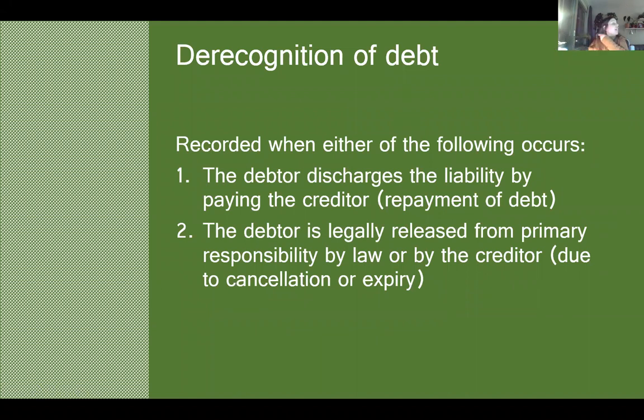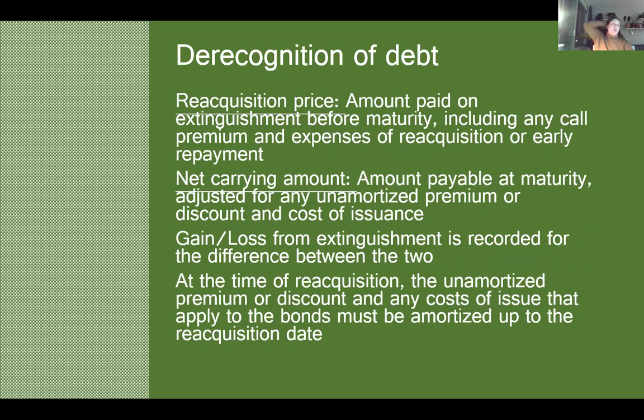For the extinguishment of debt, what you're going to see in the exam is normally when they pay in advance the balance of their bonds before the maturity date. And usually what they're going to say is like the company paid at 105 to end the debt, the bonds. So what happens is that you're going to have your reacquisition price, which is going to be 101, 103, 97, could be any of those. And you have your net carrying amount, which is the amount that you have in your books. And the difference between the two is going to be recorded as either a gain or loss from extinguishment.